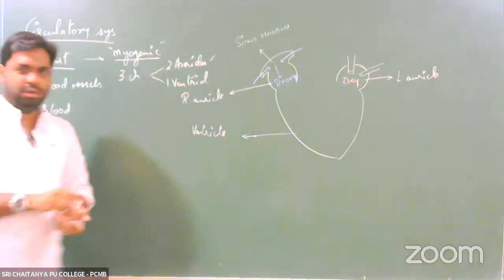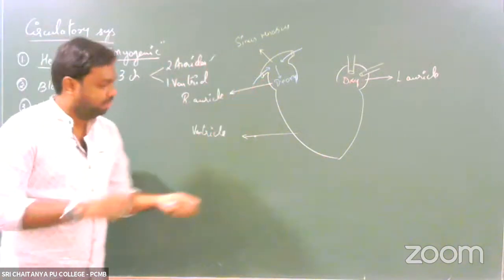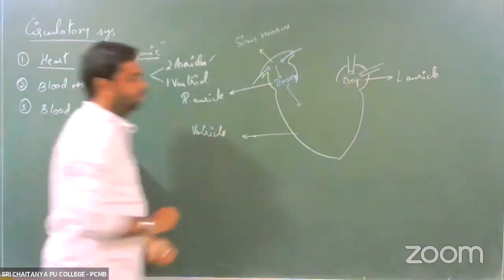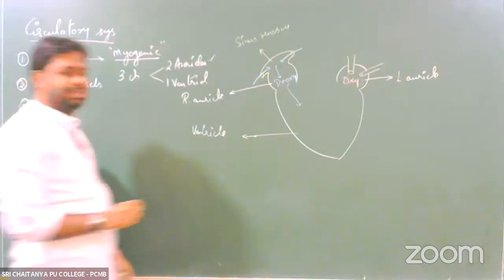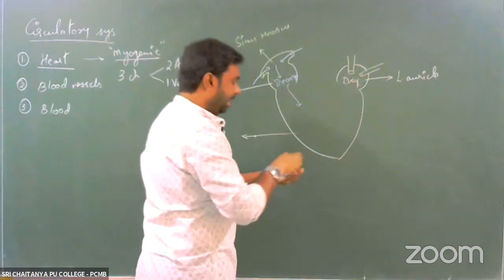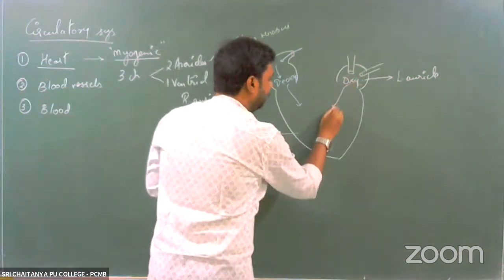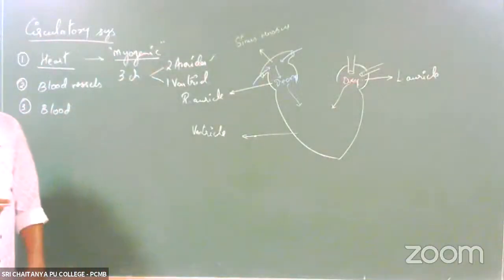Right, there is a single ventricle being present. So the deoxygenated blood now from the right auricle will enter into the ventricle, and at the same time oxygenated blood from the left auricle will start entering into the ventricle. So what exactly is happening in the ventricle?